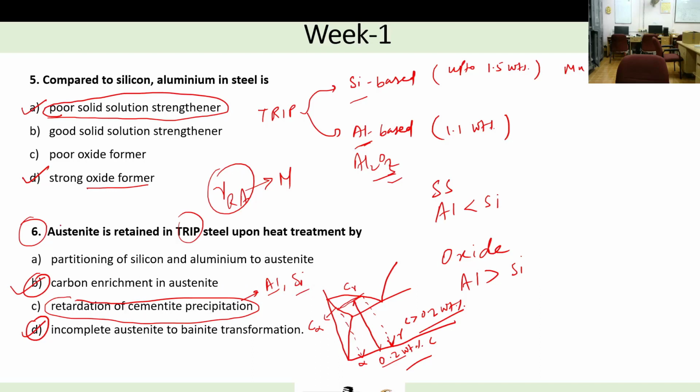But here it is asking about how the austenite is retained. So to retain the austenite, there is no role of cementite here. The only role is carbon enrichment and incomplete transformation. So Arvind, you got it? If in the question I ask about the aluminum and silicon role, then you can say retardation of cementite precipitation. But here it is related to austenite transformation, so you say it like that.